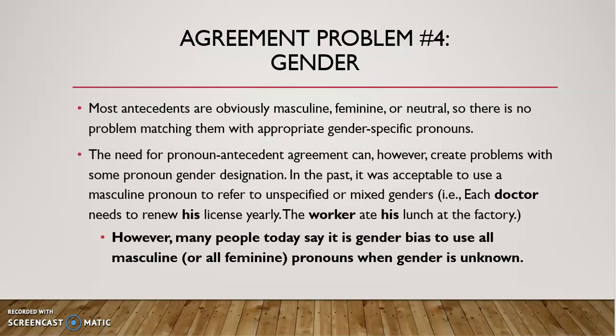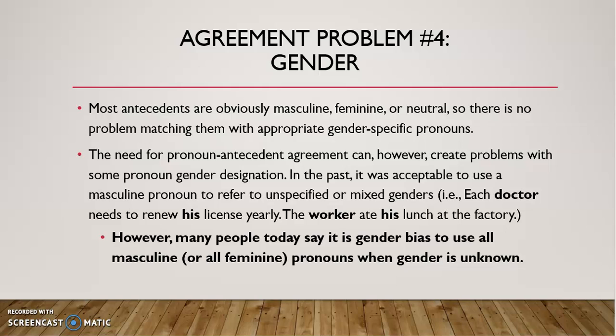All right, agreement problem number 4 has to do with gender. Most antecedents are obviously masculine, feminine, or neutral, so there is no problem matching them with the appropriate gender-specific pronouns. The need for pronoun antecedent agreement can, however, create problems with some pronoun gender designation. In the past, it was acceptable to use a masculine pronoun to refer to unspecified or mixed genders. For example, each doctor needs to renew his license yearly, or the worker ate his lunch at the factory.